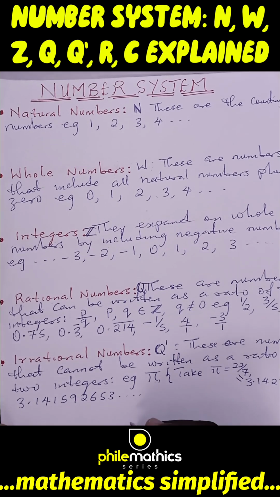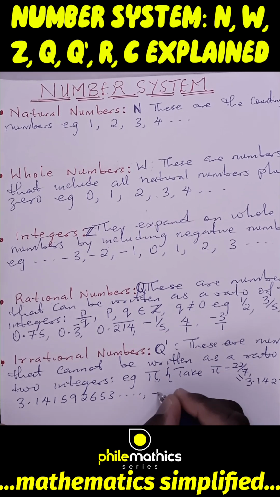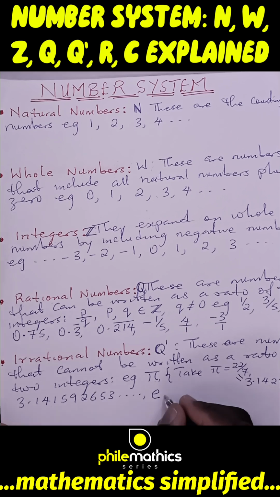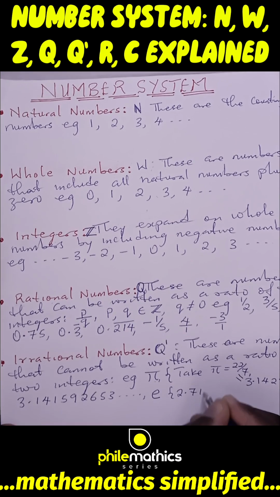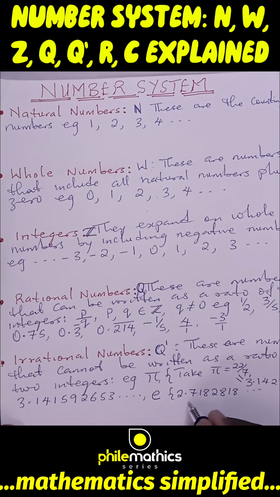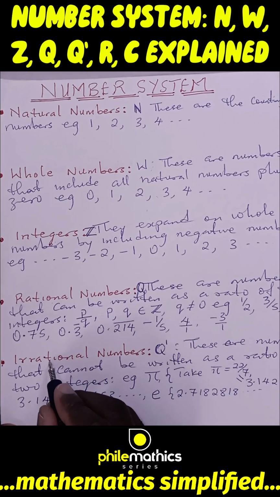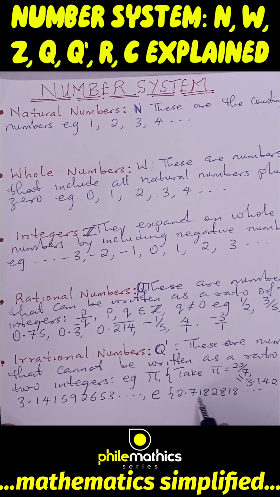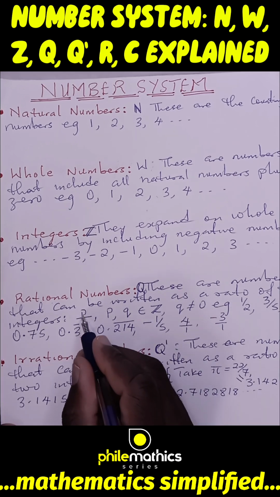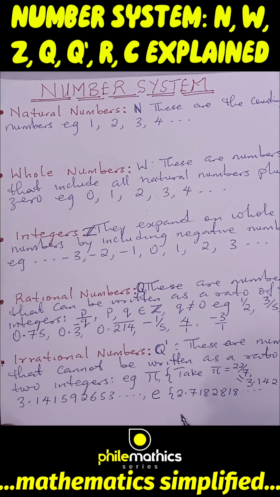And so another example of irrational number is the exponential, e. Exponential is given as 2.7182818 and so on. This is a non-recurring decimal. This decimal continues to infinity without repeating itself. And so it is classified under irrational numbers because we cannot put this number as a ratio of two integers, or we cannot put this number as a fraction.